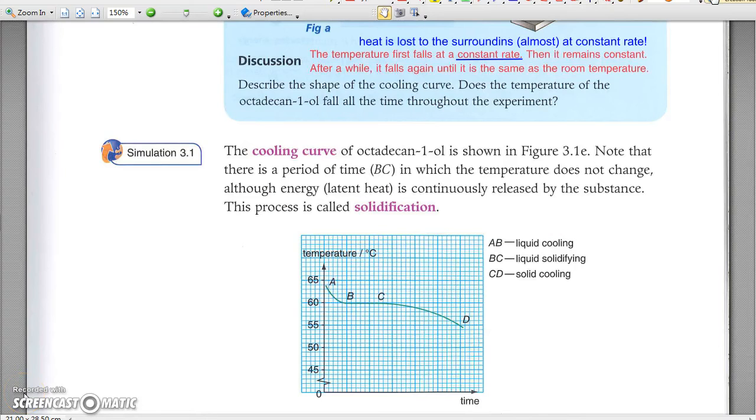Again, the temperature remains unchanged for a period of time. When the liquid octadecan-1-ol solidifies, it freezes. The temperature at that time is called freezing point of the liquid. The temperature of the test tube starts falling again when all liquid has become solid.